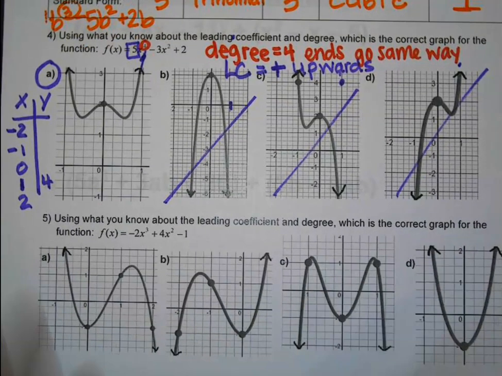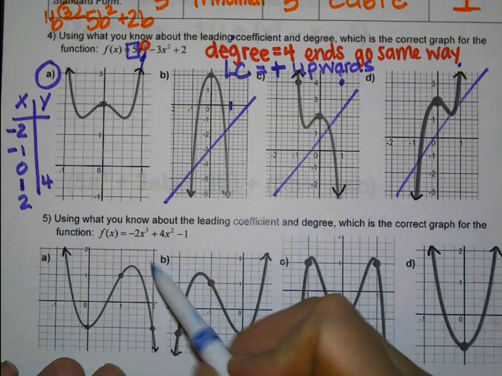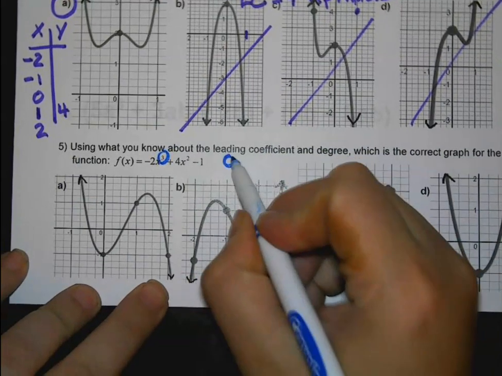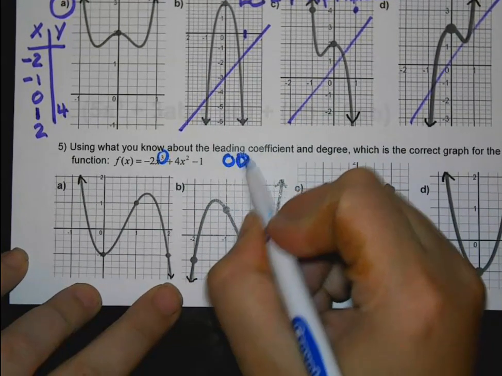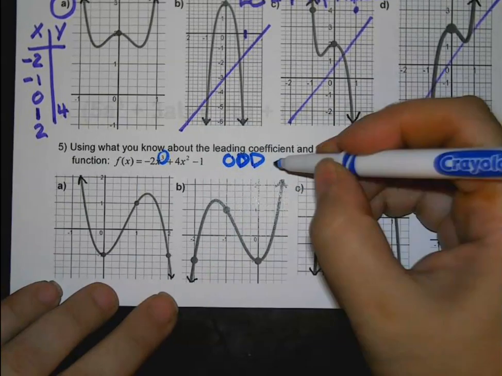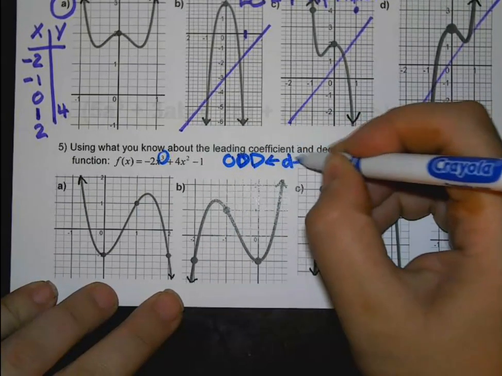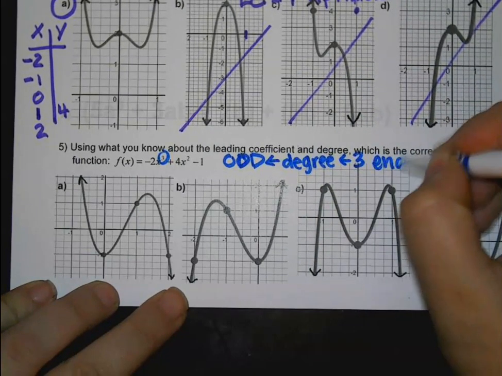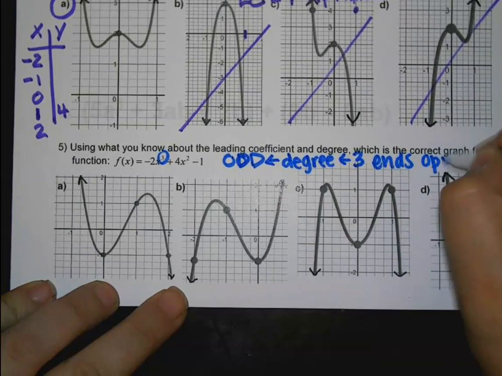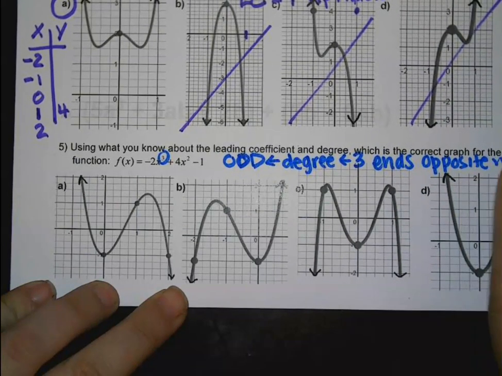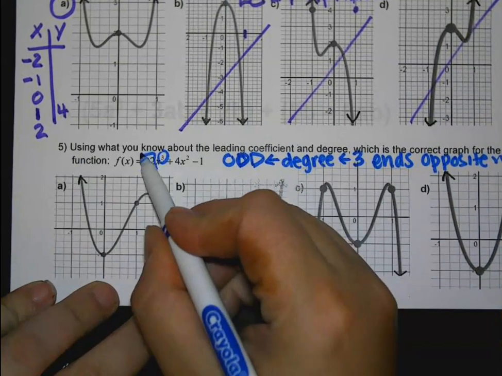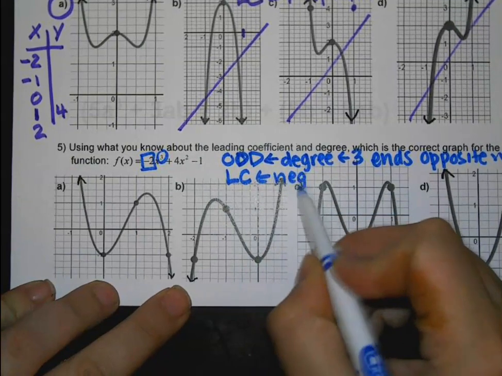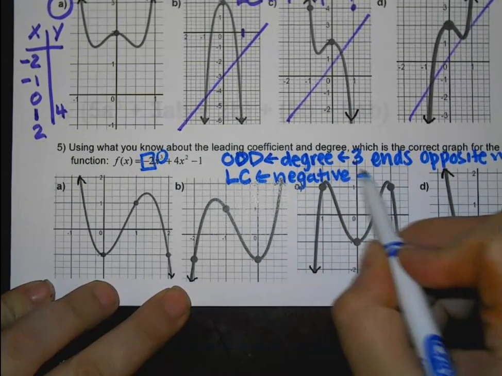Okay, so let's go ahead and look at number 5. So here we could see that the highest exponent's 3, which is odd. So since the degree is odd, it's 3, that means the ends go opposite. Then since the number in the front is negative, so the leading coefficient is negative, it goes downwards.